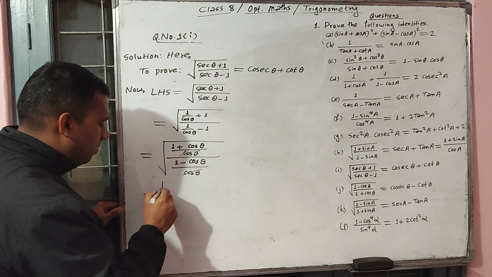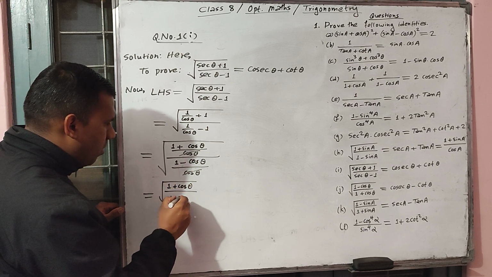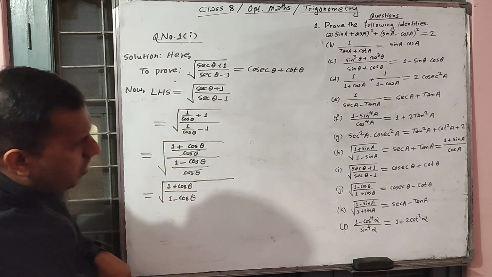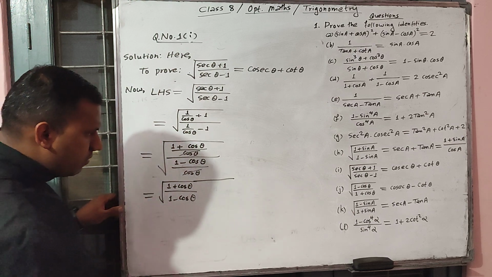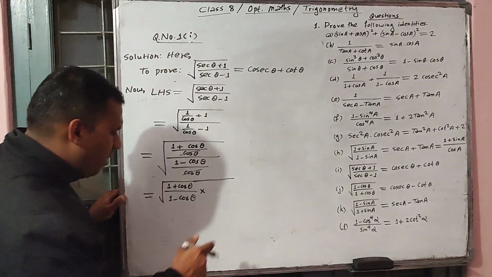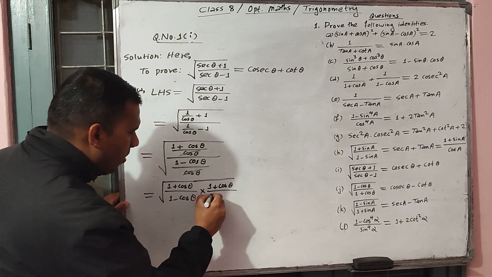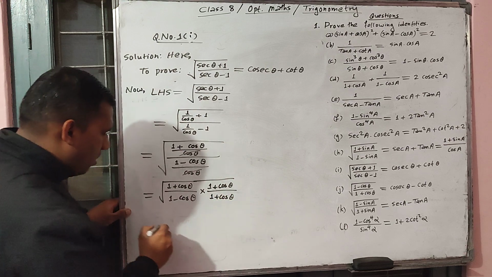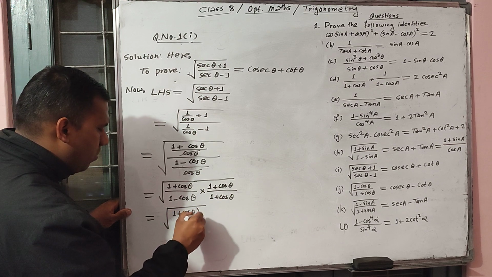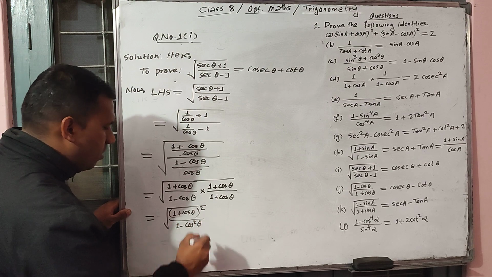Now remaining is (1 plus cos theta) whole upon (1 minus cos theta). Now applying its conjugate over here, we multiply with (1 minus cos theta)'s conjugate, which is (1 plus cos theta) whole upon (1 plus cos theta). This is equal to the square root of (1 plus cos theta) whole square upon (1 minus cos square theta).